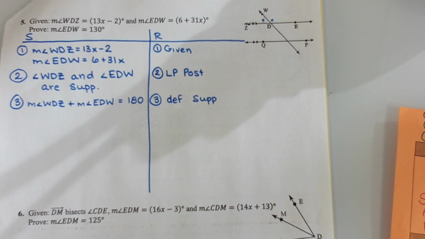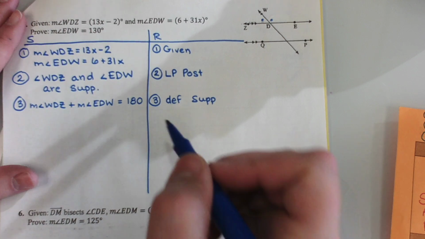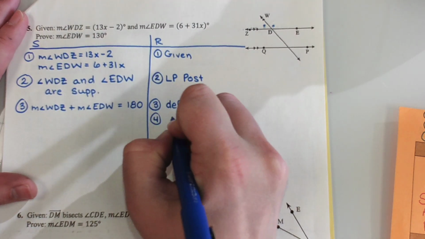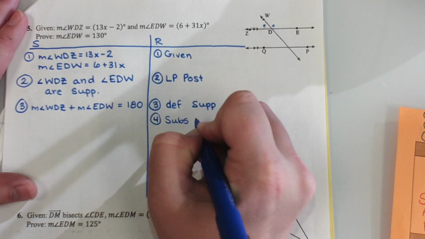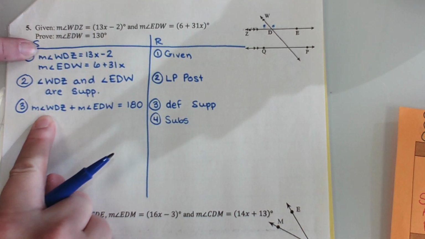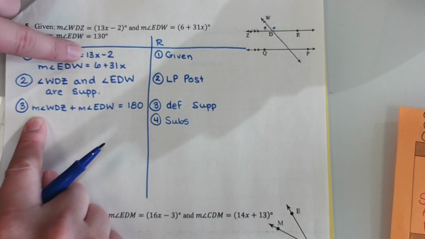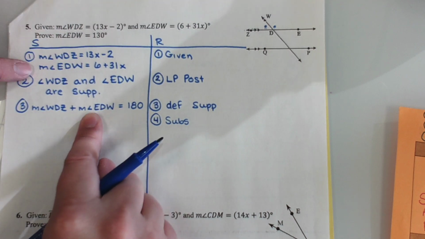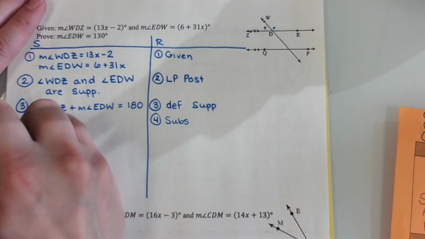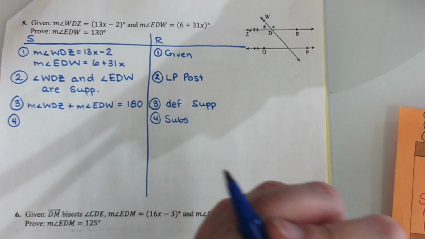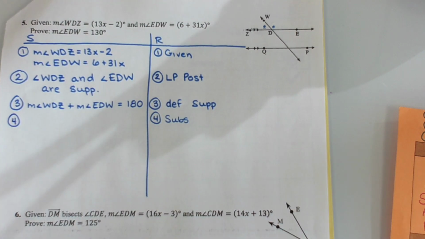Jackson, now what? Substitution. Now I see the same thing showing up in multiple places. I see a measure of angle WDZ here and here, both in situations where there's equal signs, one that's specifically equal. Same thing with EDW. So I'm going to substitute now.